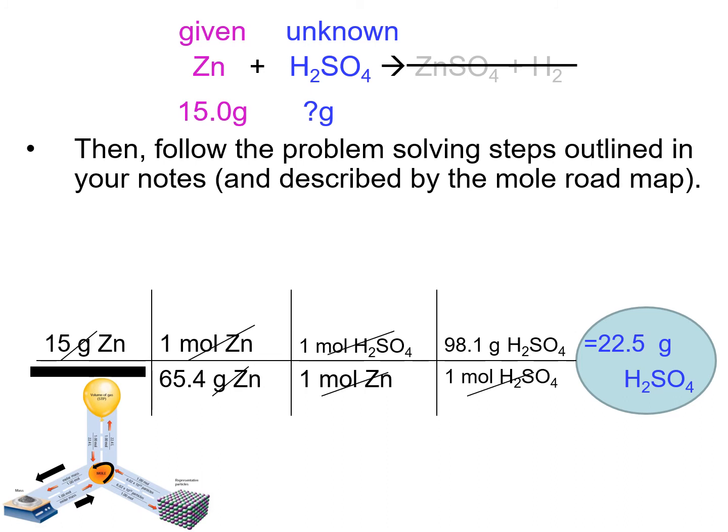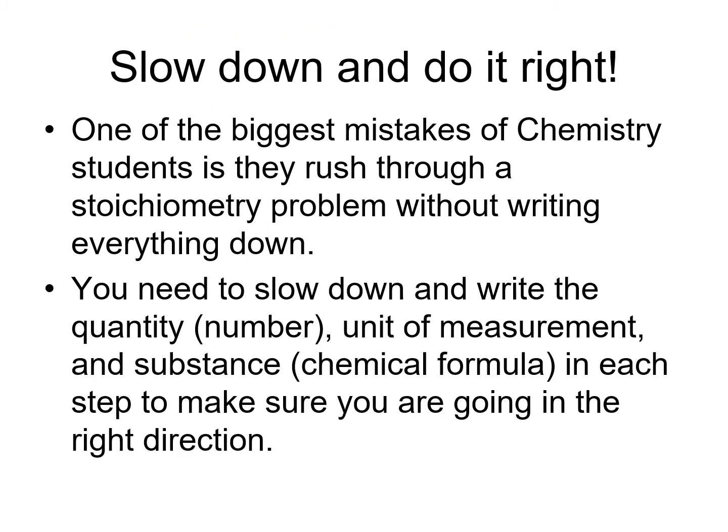So that's our final answer. It always helps the teacher if you write that out very clearly, maybe circle it like I did on the screen, or write it out separately. My answer is 22.5 grams of sulfuric acid are needed to react to 15 grams of zinc.